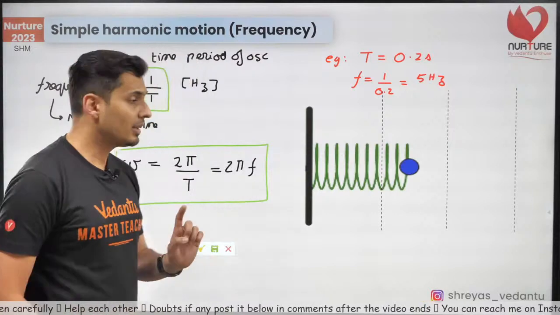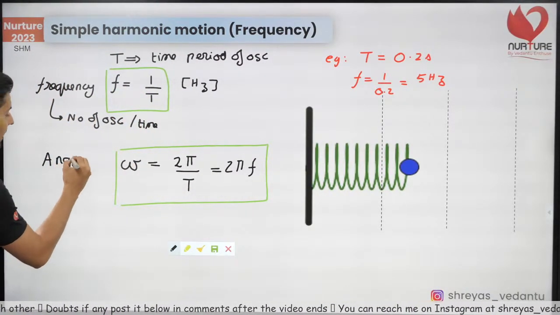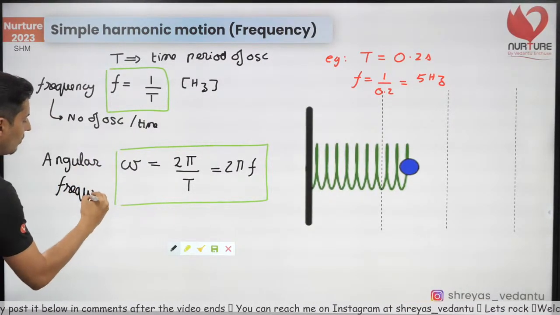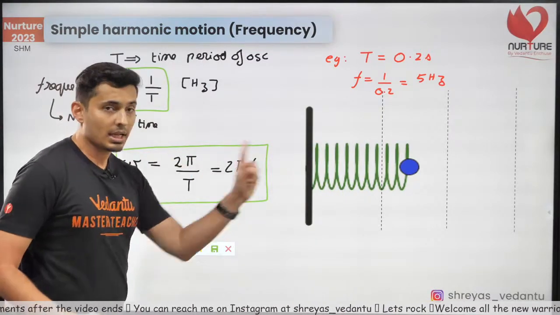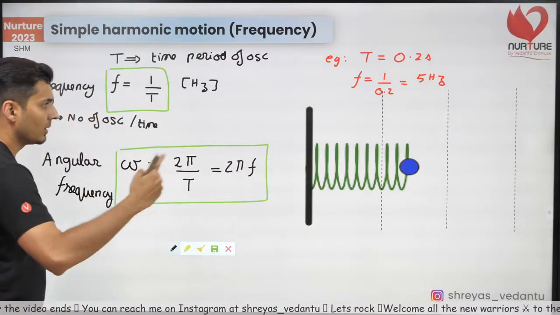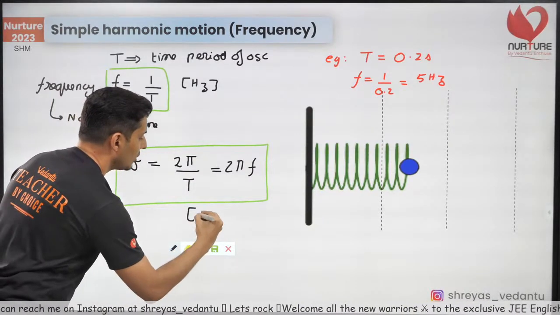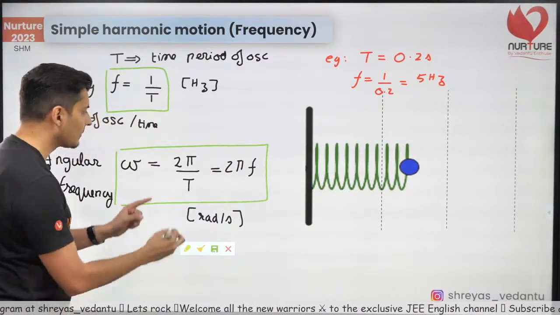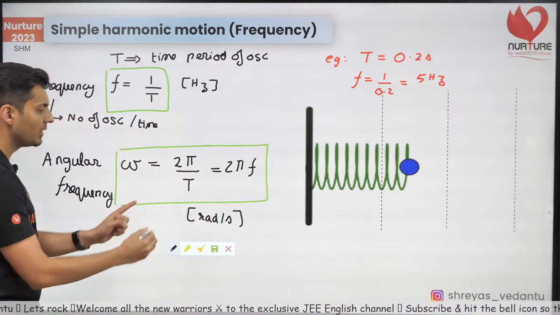But remember one thing, this is not called angular velocity here. Here it is called angular frequency. That's what it is called. It's called angular frequency. How quickly it is covering the number of oscillations. And the unit of that is not hertz, it is radian per second. You can see that very easily. 2 pi is radians, T is in seconds, so radians per second is the unit of omega.